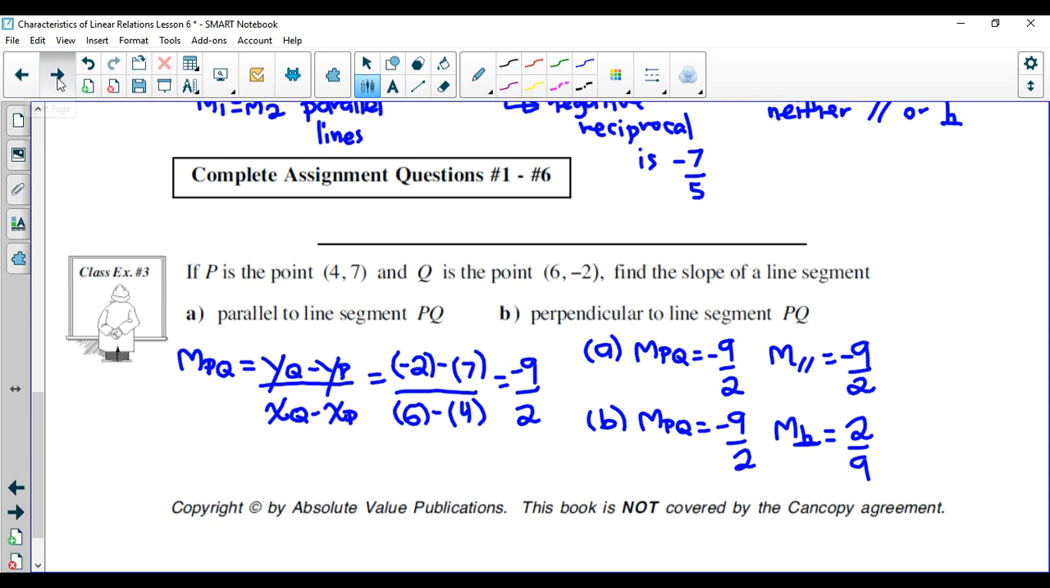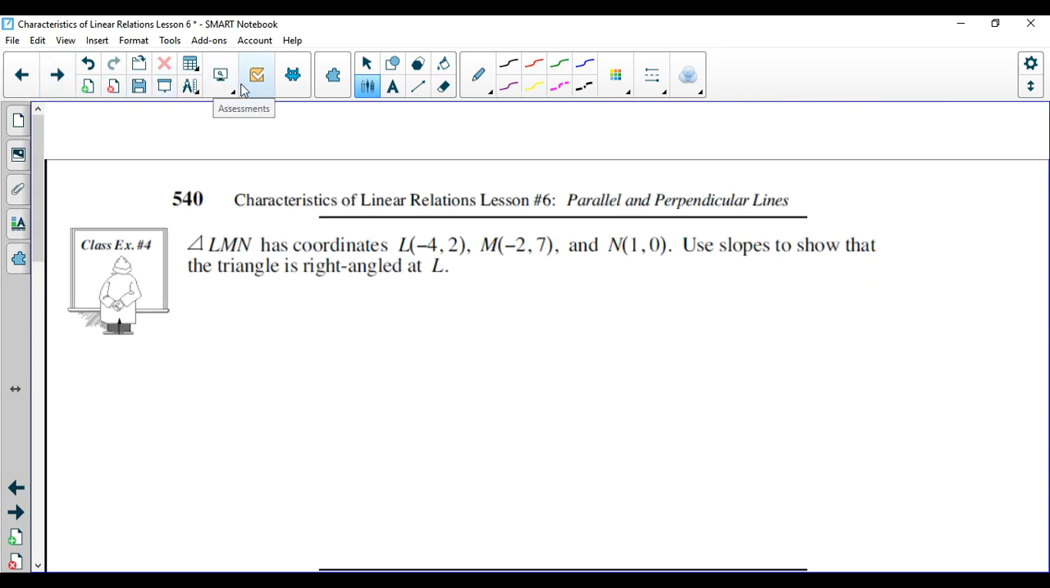Okay, last page. All right, it says here, you have triangle LMN has coordinates of L (-4, 2), M (-2, 7), N is (1, 0). It says use slopes to show the triangle is right angled at L.